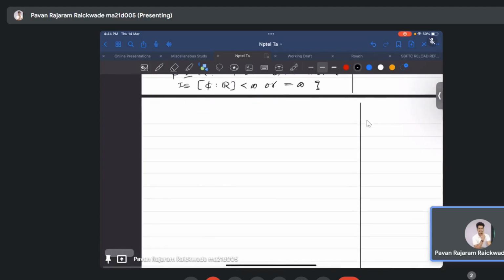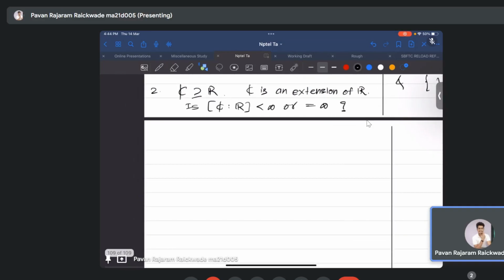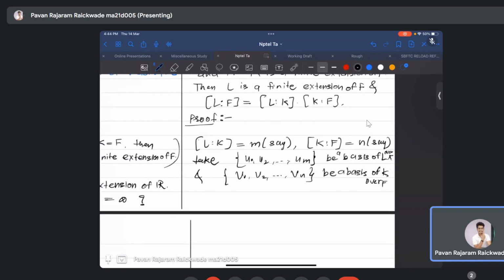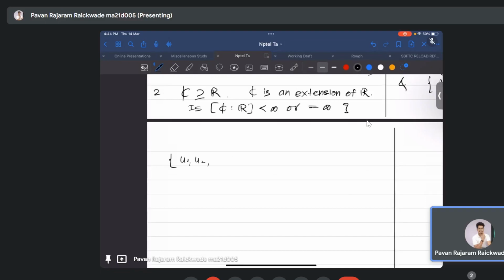Okay, so how will we proceed? So I have a basis. Let's start. U1, U2 up to Um, this is a basis of L over K, right? And then V1, V2, up to Vn is a basis of K over F.